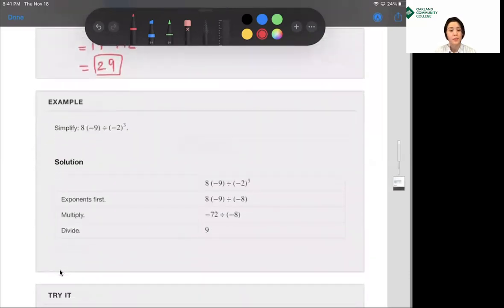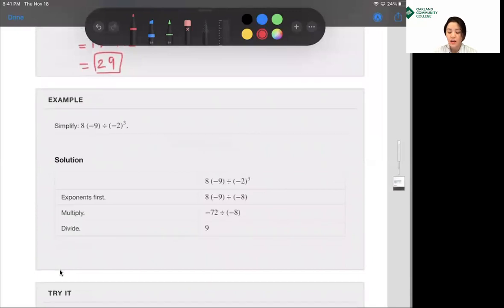Let's take a look at a different example. I have 8 times -9 divided by (-2) to the third power. So the rule here is that you are going to simplify with the exponents first. Okay. So (-2) cubed. Remember, -2 is what you write out because this is with parentheses. That means it's -2 times -2 times -2, 3 times, right? -2 times -2 is +4. So the first two give me +4. And then 4 times -2 is -8. Therefore, we have a -8 here.